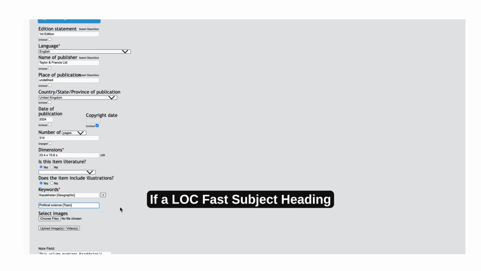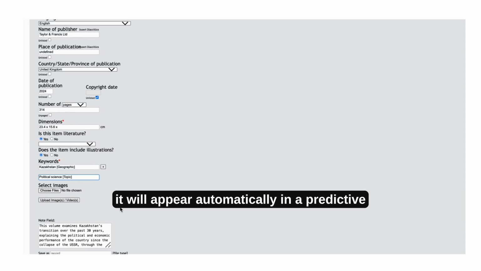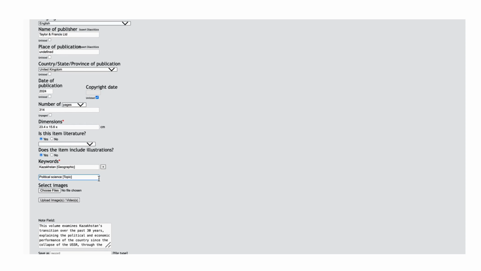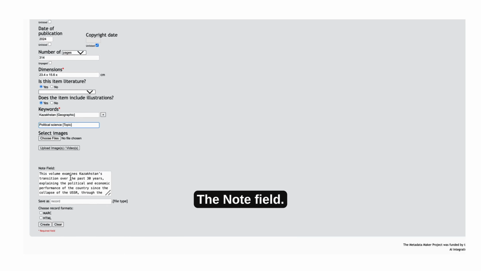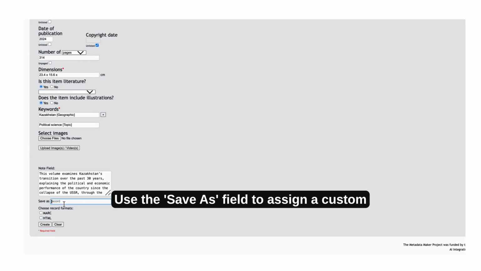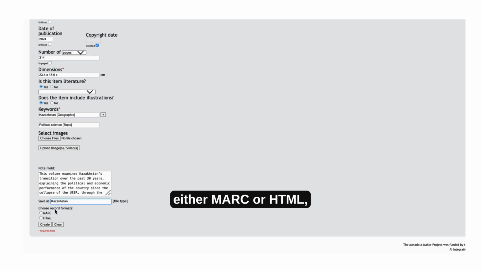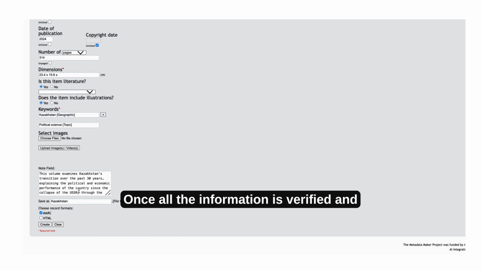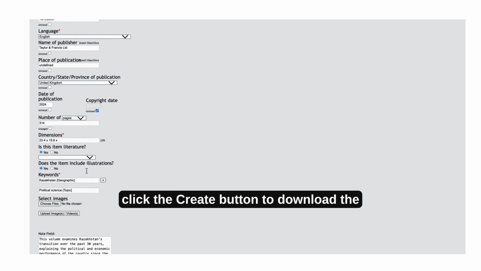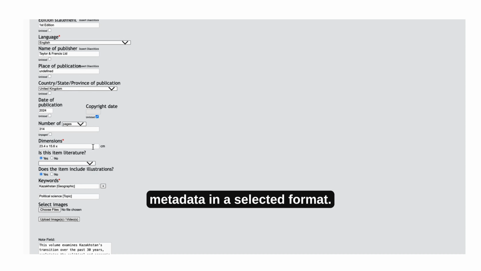If a LOC fast subject heading is available, it will appear automatically in a predictive drop-down. The note field has retrieved information in the 500 field. Use the Save As field to assign a custom file name. Then choose your preferred output format, either MARC or HTML, by checking the appropriate box. Once all the information is verified and complete, click the Create button to download the metadata in a selected format.